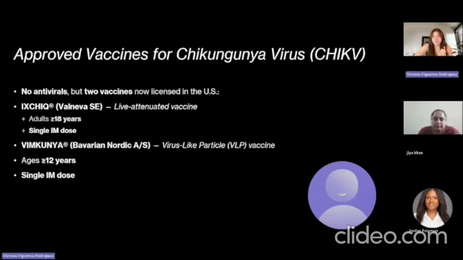There are two approved vaccines for chikungunya, but they're not required. It's not like the flu every year or COVID, so the campaigns on them are not that big. They're just now licensed in the United States. One of them is live attenuated, and the other is a virus-like particle vaccine. The live attenuated one is for people 18 years old or older. It's a single intramuscular dose for both of them, but this is something new, so we haven't heard that much about them.